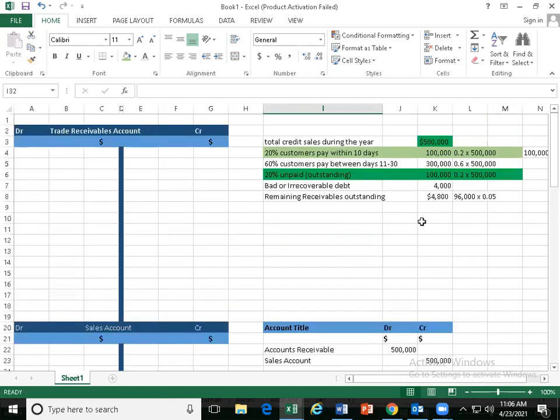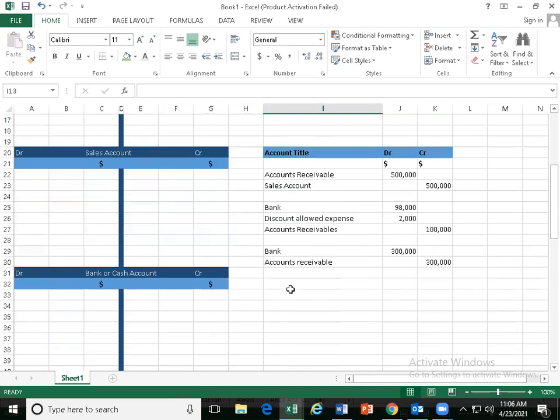But out of 100,000, there is some irrecoverable debt. You can see this one, bad or irrecoverable debt. So we can make the entry of this one. It's an expense. So we will debit bad or irrecoverable debt expense, that is 4,000, and we credit the accounts receivable.